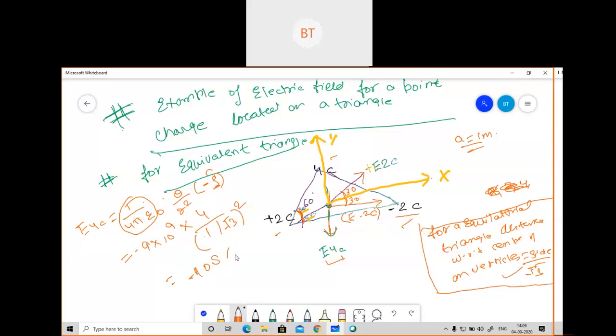minus into 10 to the power minus 9 joule. So this is for 4c only. So we have calculated the side for 4c. Please tell me if there is any doubt in this 4c, then we can continue for plus 2c and minus 2c. If this is clear, now you can do for plus 2c and minus 2c.